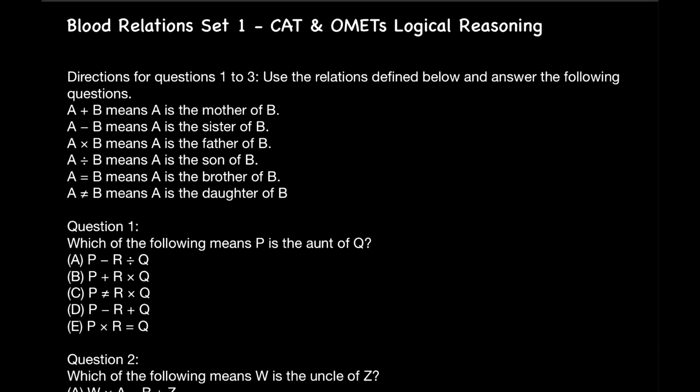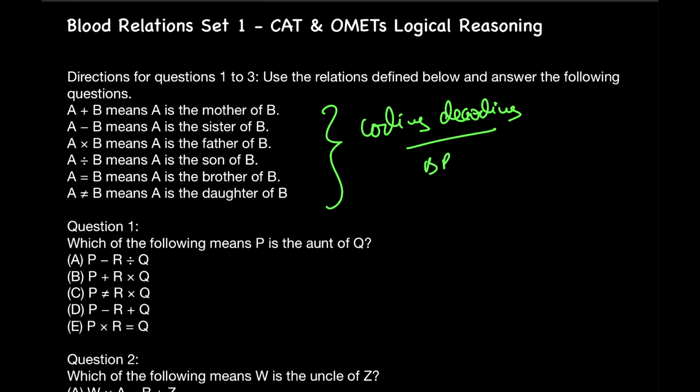At the same time, you will take away some other important aspects, like the twists and turns which we as mock creators make in these questions. So starting with this set right now, there are three questions and there are some rules already given to us. This is basically blood relations with coding decoding. When coding decoding is added to a blood relation question, we call it a blood relation puzzle. So this turns into a blood relation puzzle where A plus B means A is the mother of B.